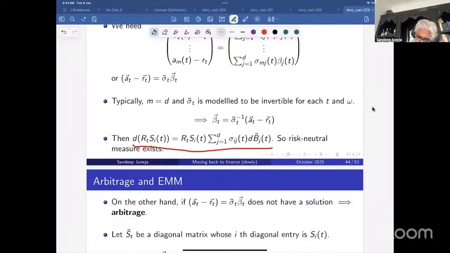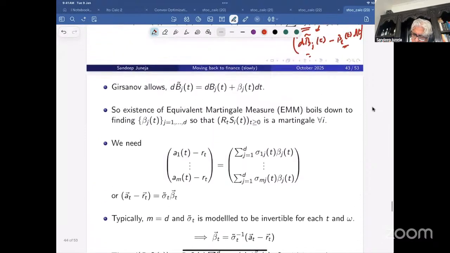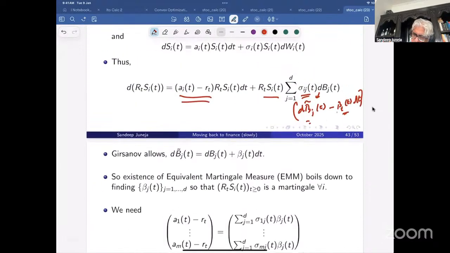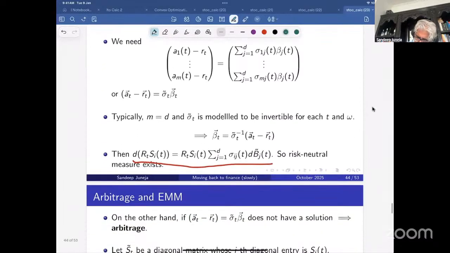But we are going to assume this, and once we assume this, then the discounted asset price process for each asset S i t is a stochastic integral. This you can see, because all these drift terms are going to cancel. This term is going to cancel with this guy right here. So what you're left with is the remaining integral here. And that's exactly what I'm showing here.